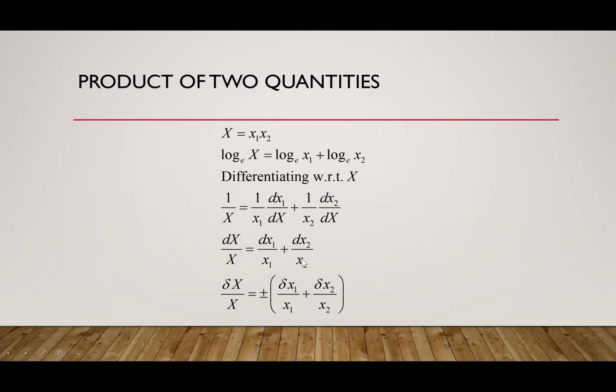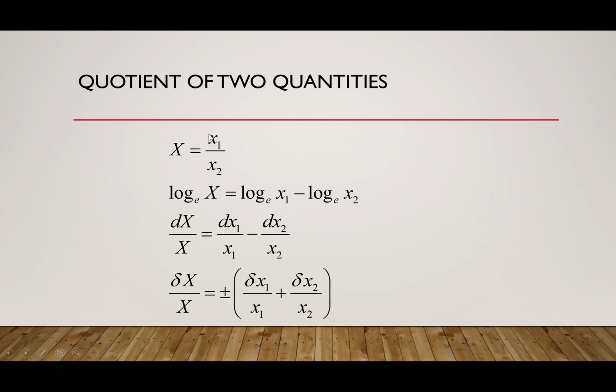And this can actually be replaced with delta. So the relative limiting error of the final quantity delta x upon x will be equal to plus minus of delta x1 upon x1 plus delta x2 upon x2. So that means that is the sum of plus minus the sum of the relative limiting errors in the individual quantities x1 and x2.